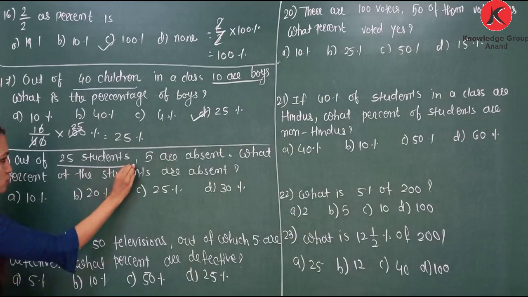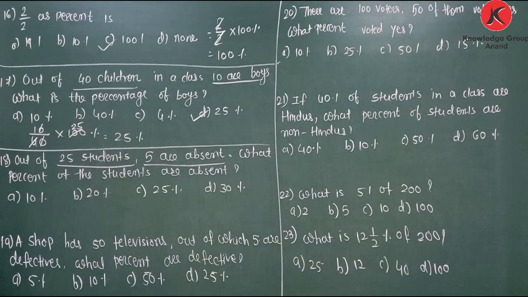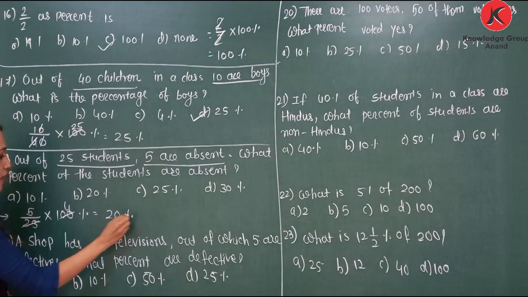Out of 25 students, 5 are absent. What percentage of students are absent? So write this one as a fraction. From 25, 5 are absent. So as a percentage, we need to multiply with 100%. 25 fours are, so it is 20% are absent.